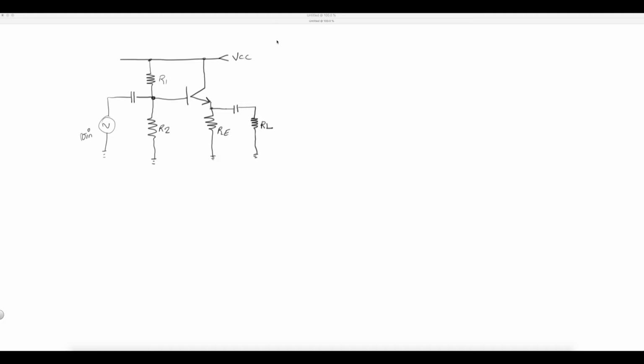Let's evaluate the voltage gain, AV, of a common collector, this time using the T model for a transistor. Okay? All right, so let's convert this to the AC equivalent model using the T model for a transistor. And let's start from the right where the input is.